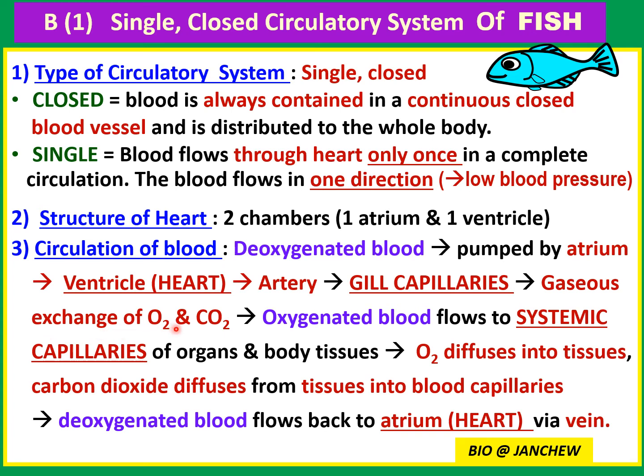So oxygen diffuses into the blood of the fish, and then oxygenated blood flows in arteries to the systemic capillaries of the organs and body tissues, so that oxygen diffuses into the cells from the blood, and carbon dioxide diffuses from the cells or tissues into the blood capillaries. This is called the gaseous exchange. Next, the deoxygenated blood flows back to the atrium of the heart via the vein.